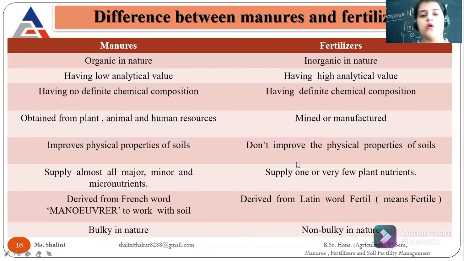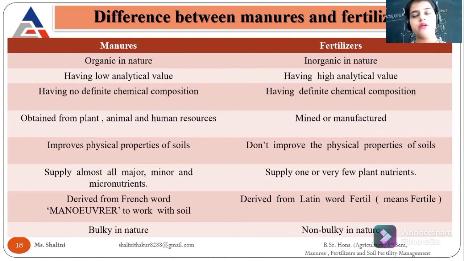If I talk about the difference between manures and fertilizers, manures are organic in nature, while fertilizers are the opposite, they are inorganic in nature. Second, manures have no definite chemical composition, but fertilizers do. Like urea contains 46% of nitrogen. So that is a definite chemical composition.